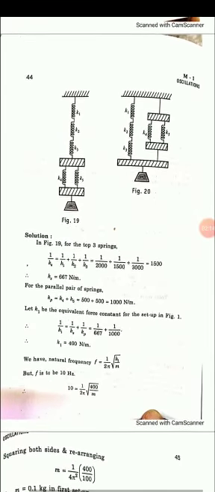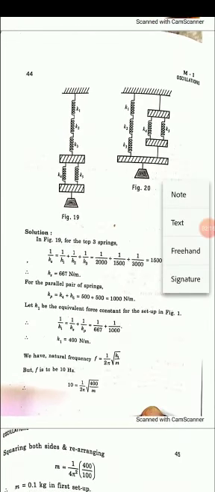For that, see here, just go through the diagram. In the figure, 3 springs are first connected in series. For that you have to see the formula: 1 divided by Ks is equal to 1 divided by K1 plus 1 divided by K2 plus 1 divided by K3. Substitute the values. So you will get 1 by Ks is equal to 1500. Therefore Ks is equal to 667 Newton per meter.